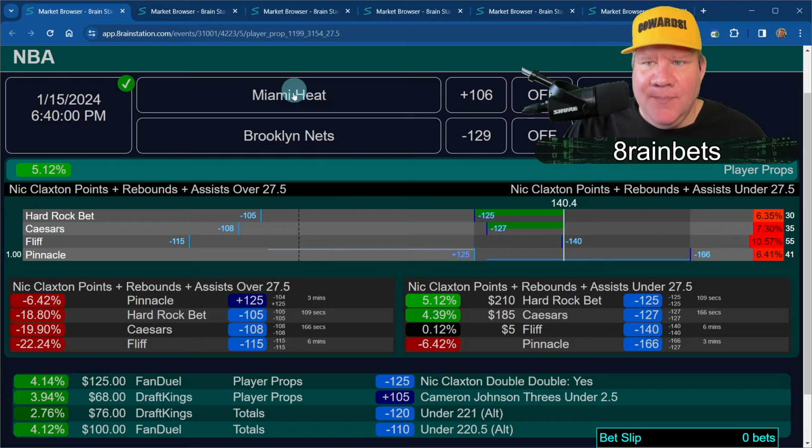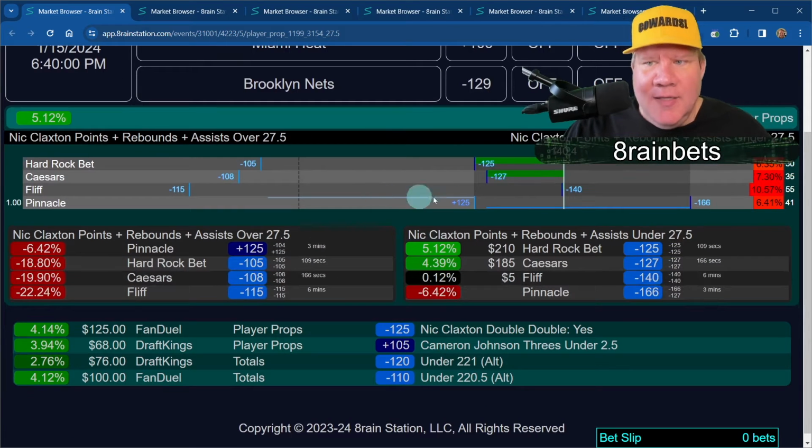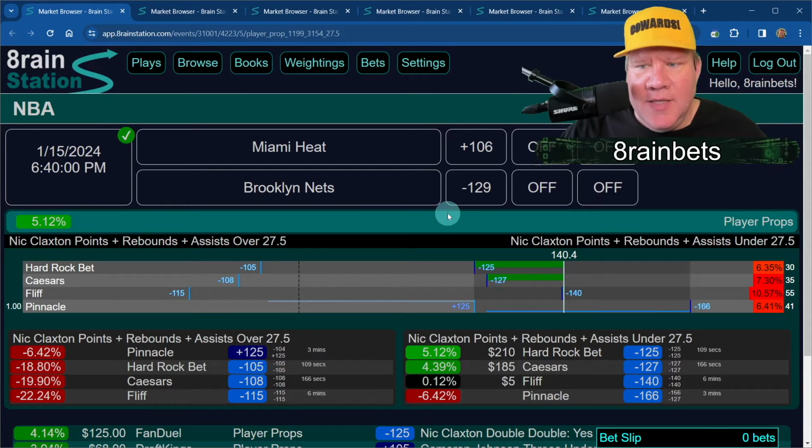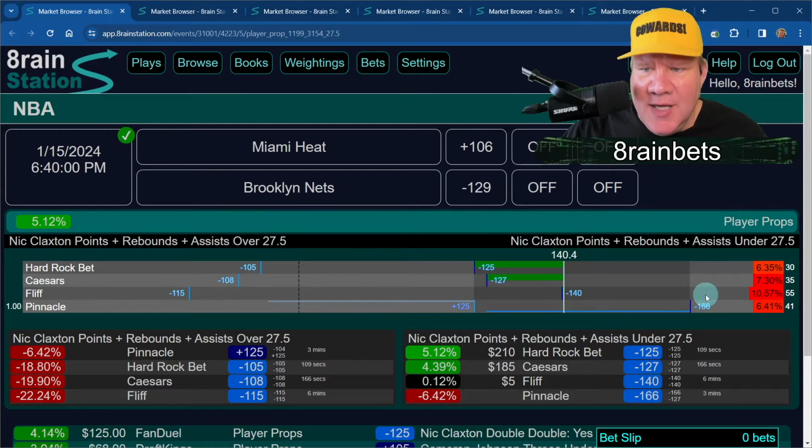This is a basketball game, Miami Heat, Brooklyn Nets. We're looking for this Nick Claxton points, rebounds, assists, over and under 27.5, right? This is an example of a situation where something has happened at Pinnacle. These lines indicate where the lines have been at Pinnacle while this bet has been offered. These lines show me that at some point, Pinnacle was over here with everybody else. None of these guys have moved their lines at all. Pinnacle, for some reason, has ripped them to the right.